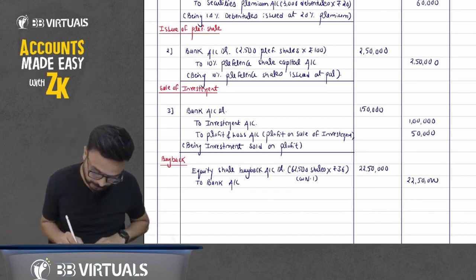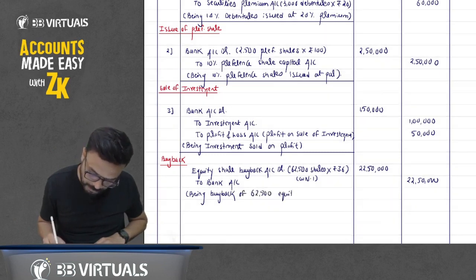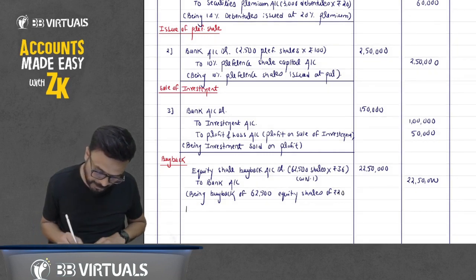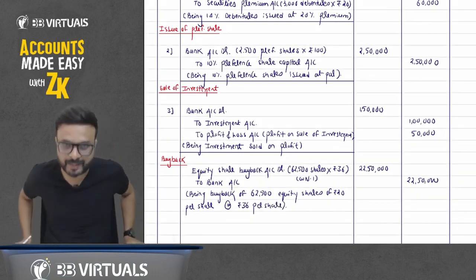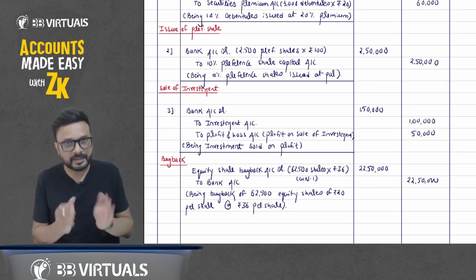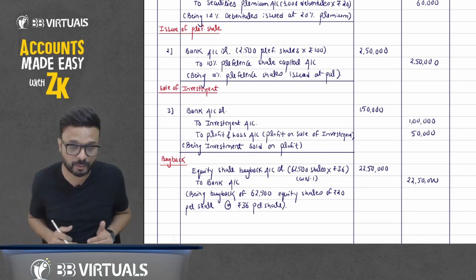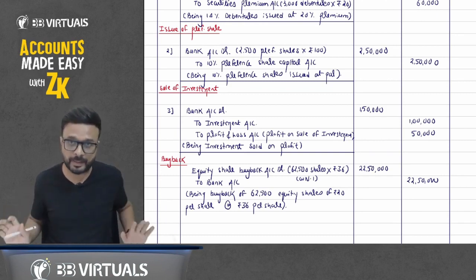Okay, so write down here, being buyback of 62,500 equity shares of rupees 20 per share, the face value of rupees 20, at the rate of rupees 36 per share. So we don't record premium on buyback here. First we have to purchase it. At the time of cancellation, the face value we will adjust in share capital account, and the premium which we are paying at the time of purchase, that premium on buyback we will write down separately. Okay, so we have purchased at 36, we will record the whole 36 here in equity share buyback account.